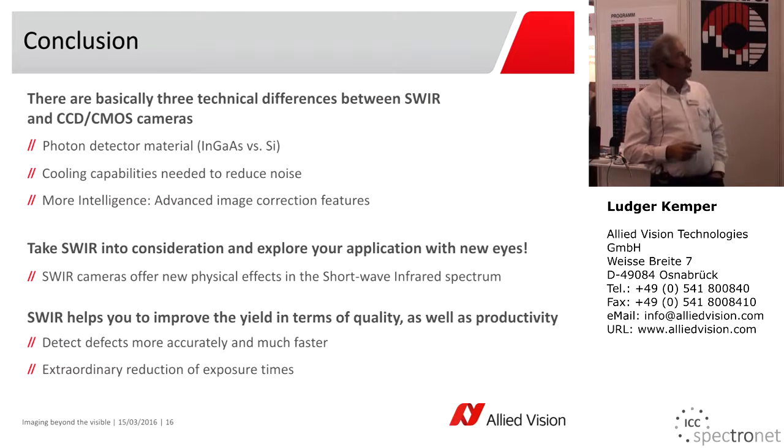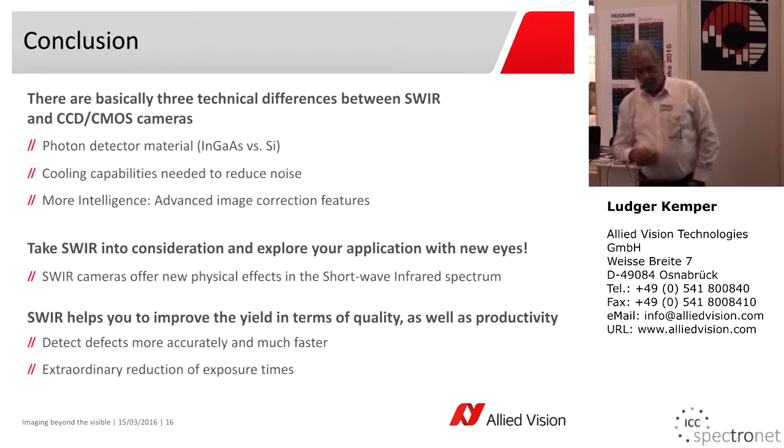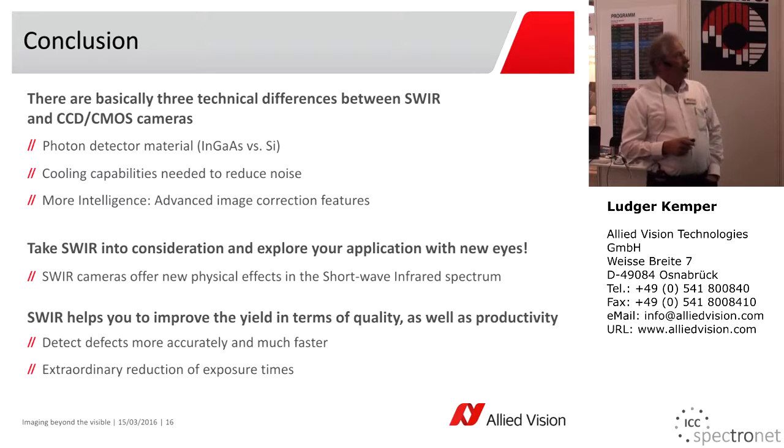My conclusion here is that we have three technical differences between SWIR and CCD and CMOS cameras. One is the detector: these InGaAs, indium gallium arsenide detectors, versus silicon detectors. Then we have the cooling capability needed to reduce the noise. And we need more intelligence, advanced image correction features inside the camera, to have a really good image.